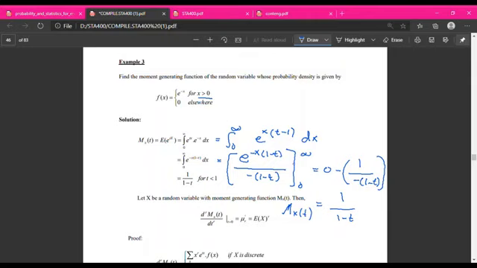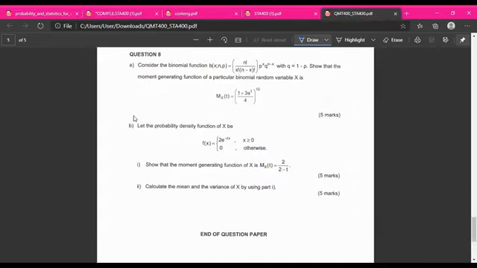Okay, this is the function. And then kalau we integrate this function once, we differentiate this function once, first derivative, so you akan dapat expected of x. Dan replace t dengan 0, you akan dapat expected of x. Bila you differentiate kali kedua, second derivative, you akan dapat expected of x square, macam biasa. And from there, you boleh cari.